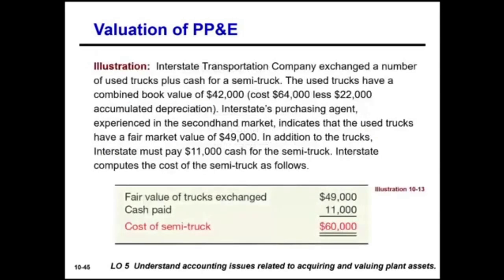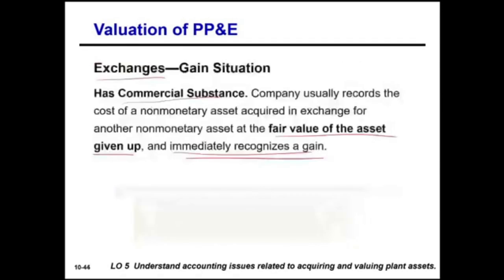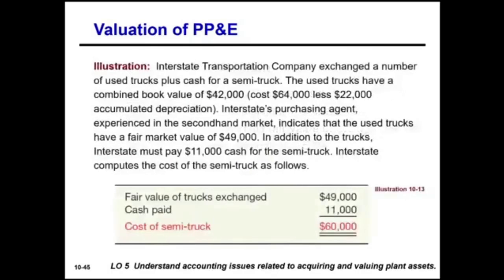Let's look at this example. Interstate Transportation exchanges a number of used trucks plus cash for a semi-truck. The used trucks have a combined book value of 42, which is a cost of 64 less 22 of accumulated depreciation. Now we need to know their fair value. Interstate's purchasing agent, from experience in the second-hand market, indicates that the used trucks have a fair value of 49.